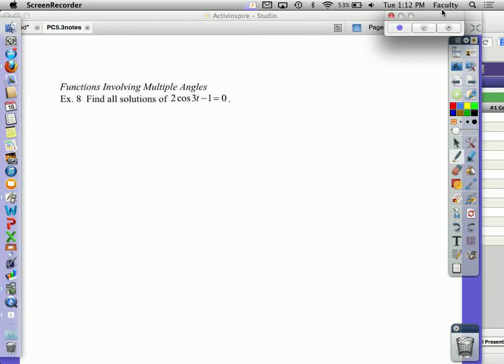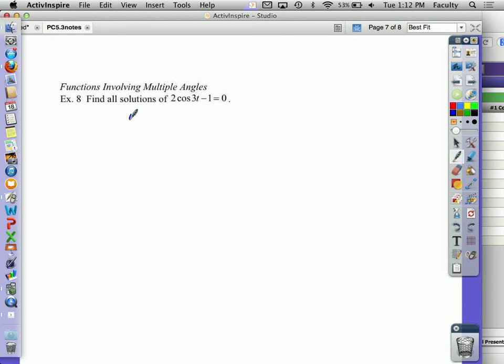Here we go. If I look at example 8, it says find all solutions of 2 cosine 3t minus 1 equals 0. All right, if it's not an x or a t or a theta, we're going to have to do some kind of substitution because we don't know how to solve that. So I'm going to use theta. I'm going to say theta is 3t. And then what's really neat is even though this looks like a really complicated problem, we're going to find out it's fairly simple, okay? So watch this.